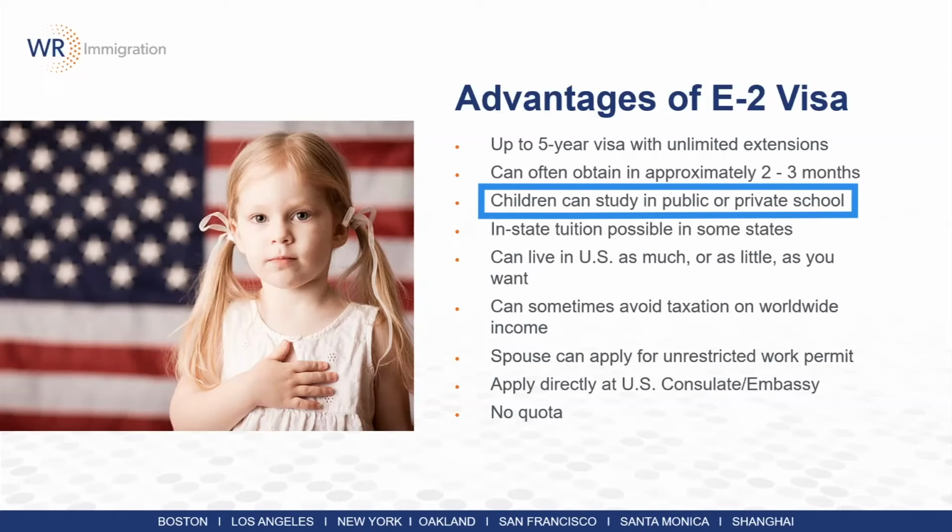Now, here's something a lot of people do not know. When you're on an E2, you can acquire in-state tuition. So how much does it cost to go to UCLA if you're an international student? I don't really know, but it's probably over $50,000. And what if you qualify for in-state tuition? We're looking at 25 or something. Again, my numbers are not up to date. But the bottom line is you can literally, if you've got a couple kids, save hundreds of thousands of dollars.